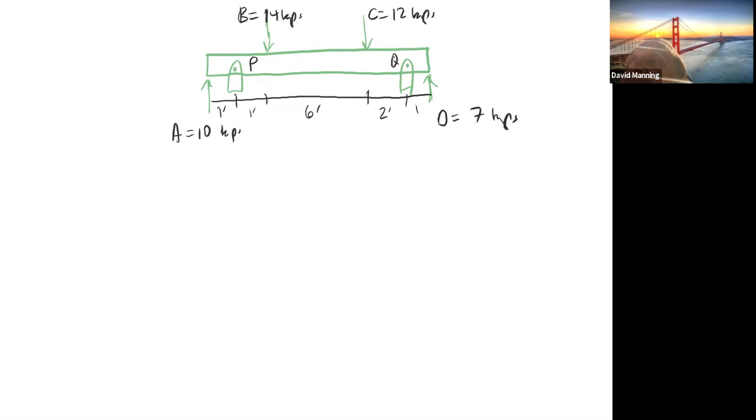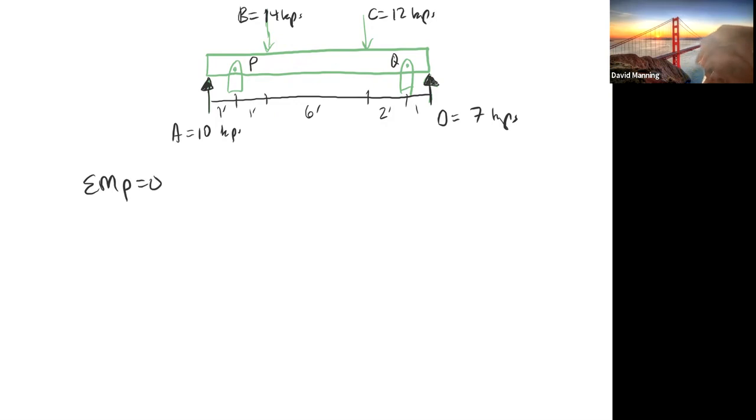Always guess positive. And then if it comes out the opposite, you know that it goes the other way. So always draw your forces when they're unknown as positive forces. Then when you're doing the problem, if they come out opposite, you know you drew them the wrong way. So we're going to do like we just did. Sum of the moments at P equals 0.